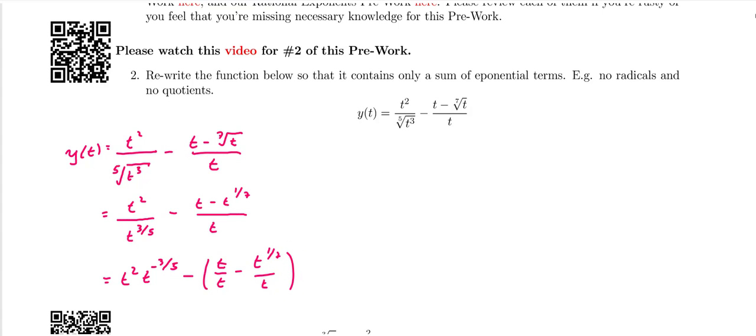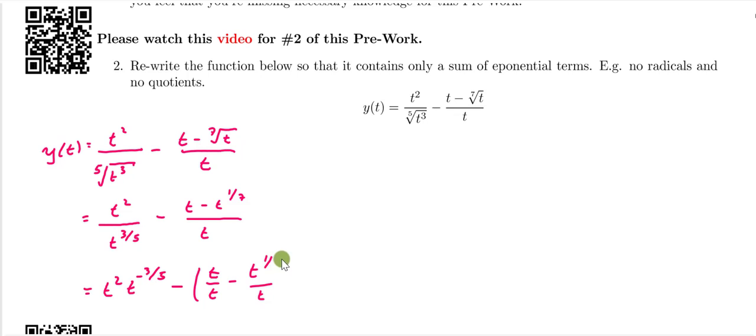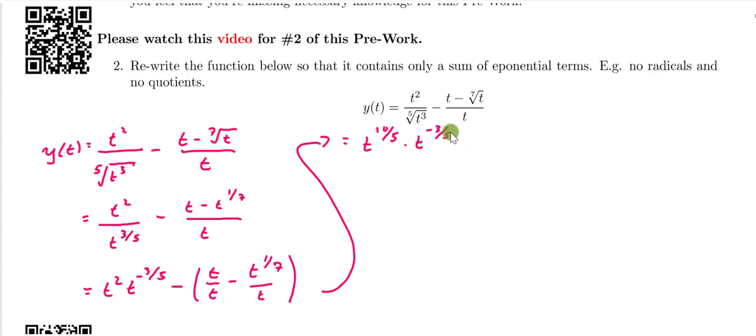Careful there, that's a 7. I'll rewrite that. And if I continue, we've got t to the, I'm going to go ahead and rewrite this exponent in terms of fifths. So this would be t to the 10/5. Why? Because 10/5 reduces down to 2, times t to the minus 3/5. And then this will give me minus 1 plus, and I'll rewrite this as t to the 1/7 times t to the minus 1.